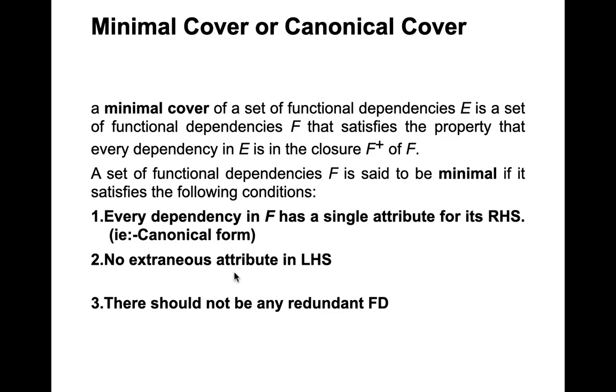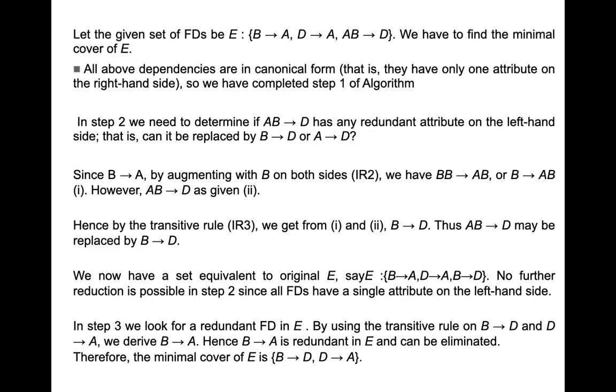The second thing to be satisfied is there should be no extra attribute in the left hand side. We'll be seeing what this means. And there should not be any redundant functional dependency in the set. So if these three conditions are satisfied by the functional dependency set F, we say it is the minimal cover for E. So we'll try to understand this using a problem.